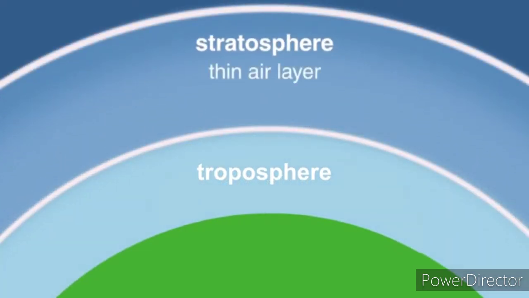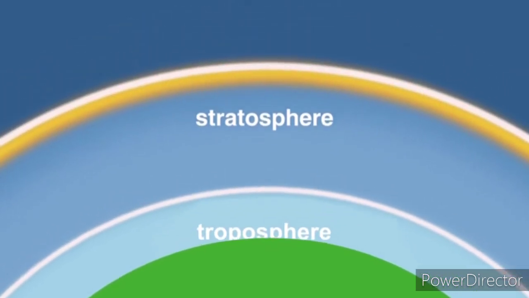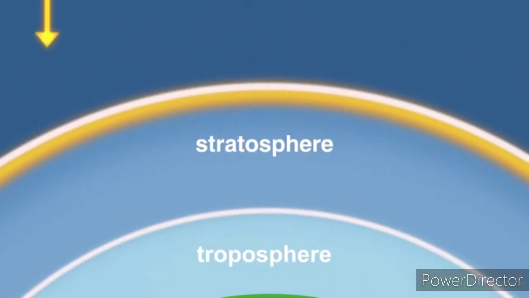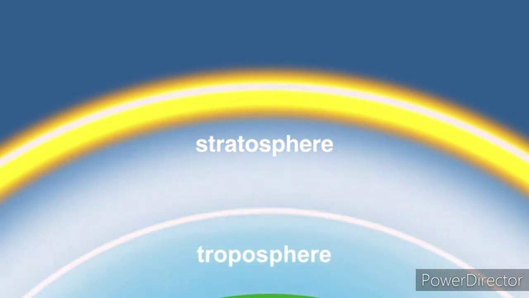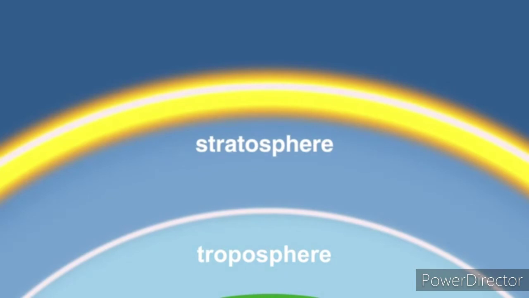This is a layer of thin air which is hot on top because it's heated from above by ultraviolet radiation absorbed by the good ozone, and cold underneath, making it dynamically stable. Contrast this with the turbulent troposphere.